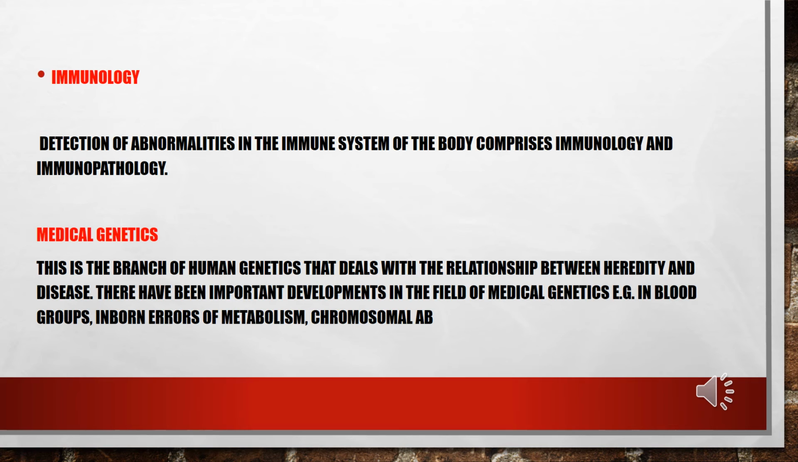Immunology is basically the detection of abnormalities in the immune system of the body. It comprises immunology and immunopathology. If you are studying the immune system, then it's immunology, and if you are studying the disease associated with the immune system, that's known as immunopathology. About medical genetics, this is the branch of human genetics that deals with the relationship between heredity and disease. There have been important developments in the field of medical genetics, for example, in blood groups, inborn errors of metabolism, and chromosomal abnormality.